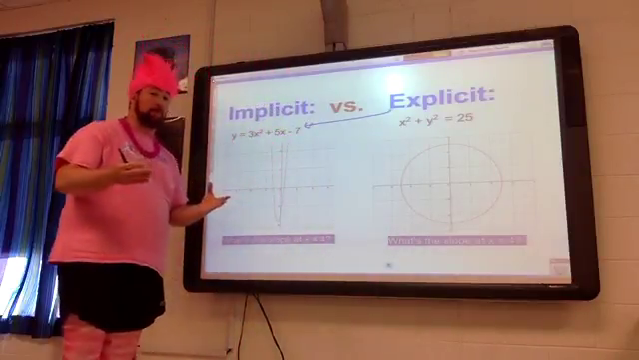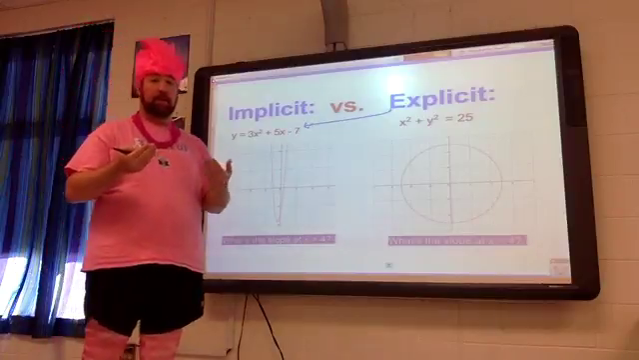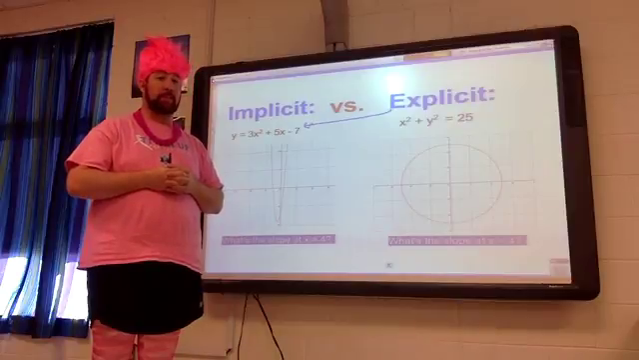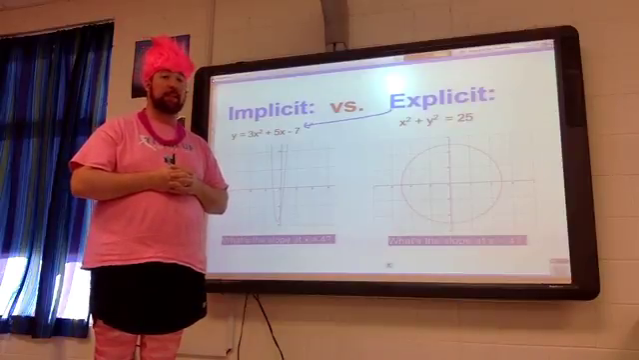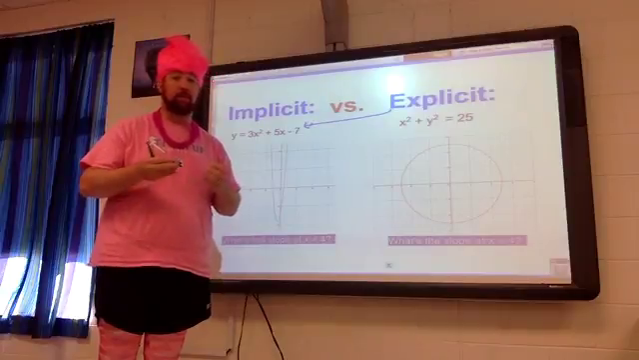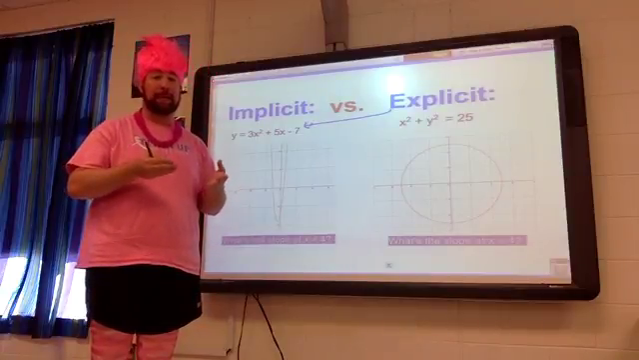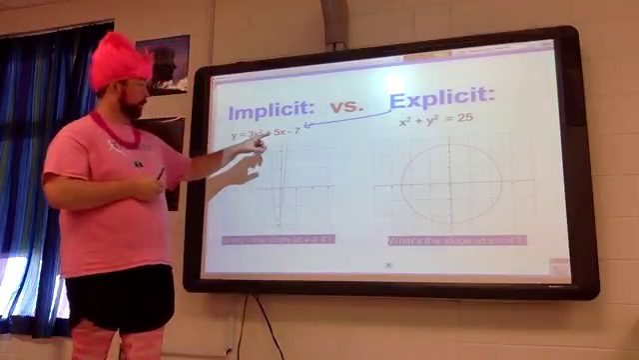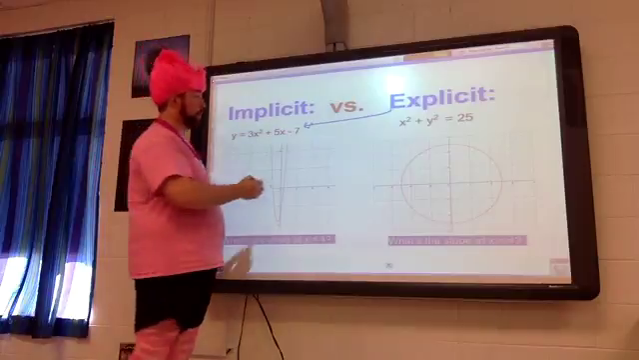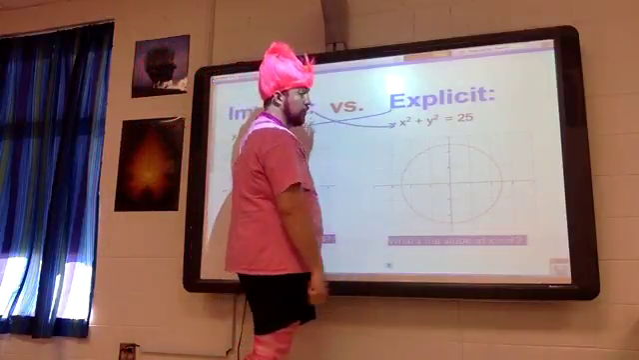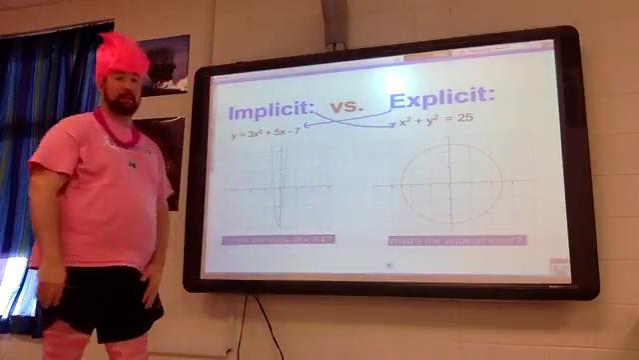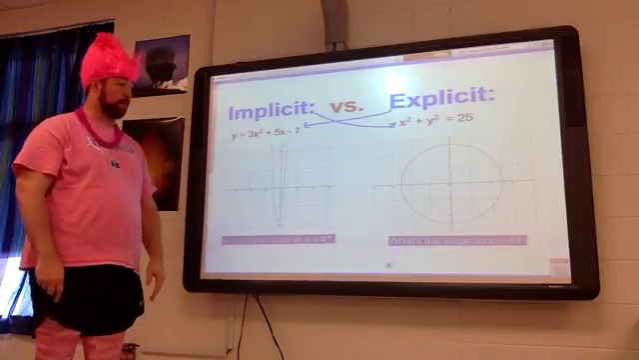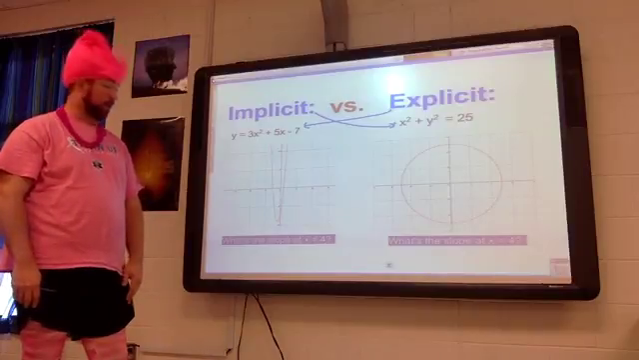Another example of explicit versus implicit: my rules in class are, don't disrespect one another. That's an explicit rule. Have I explicitly said, don't punch somebody in the face? Well, no, but that's implied in the rule. So explicit means y equals, and implicit means the equation is not solved for y. It doesn't necessarily have to be function versus not a function, but that often is the case.